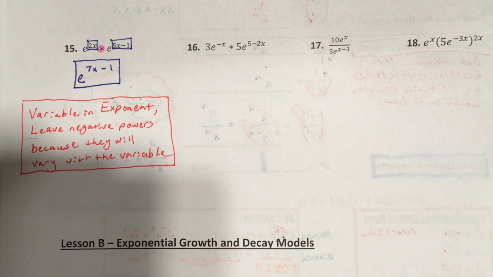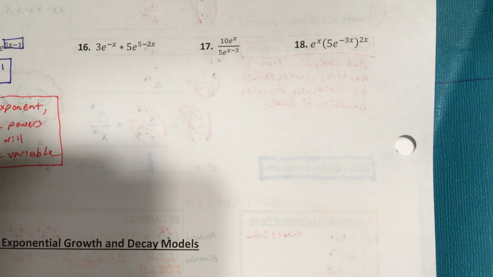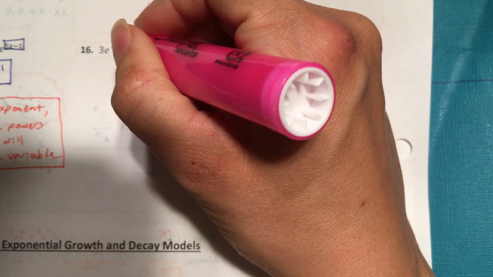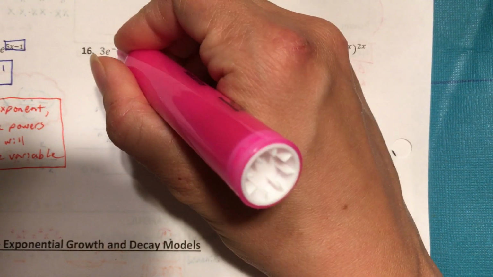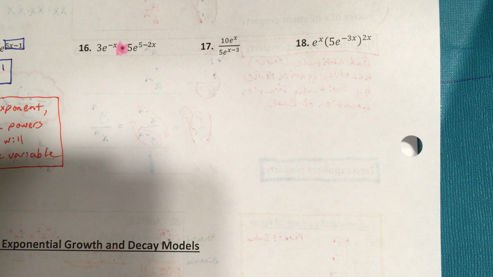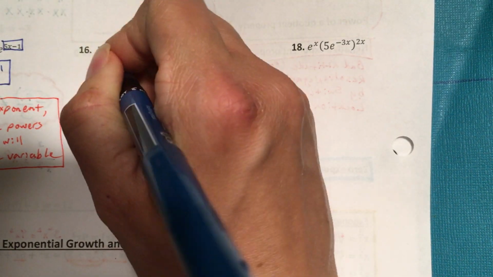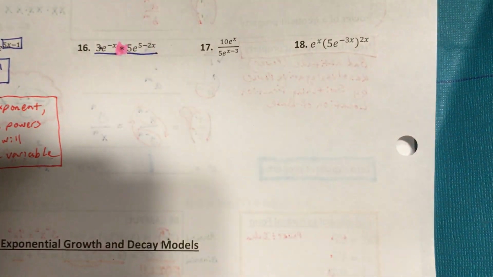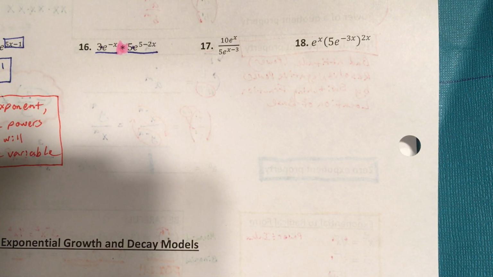Now, looking at the next problem, I'm going to ask it again, similar to how I did on the previous page. Is this a foiling problem? It is multiplication, and we do have lots of different pieces going on here, but this isn't a foiling problem because it's not a binomial times a binomial. We simply have two monomials, 3e to the negative x times 5e to the 5 minus 2x. So all of this stuff is joined by multiplication, so we simplify it by multiplying like terms.